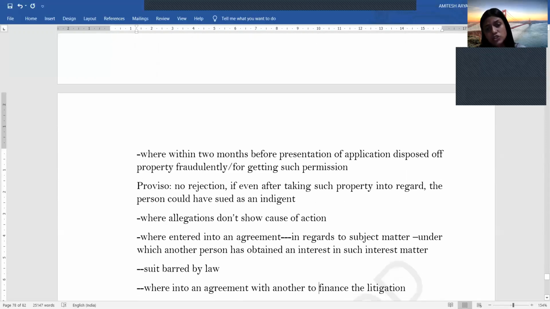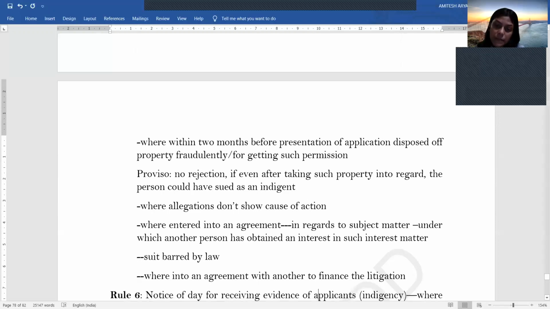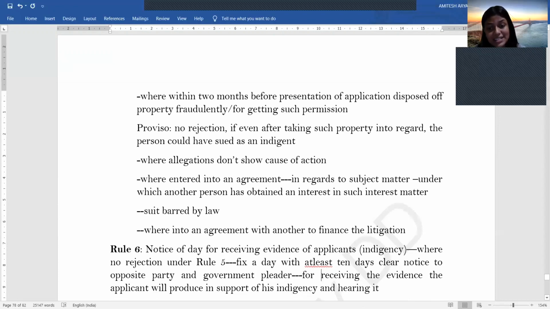And where your allegations do not show any cause of action, where you have entered into an agreement with respect to the subject matter where another person has also obtained an interest, if the suit in itself is barred by law, or you have entered into an agreement with another person to finance the litigation.